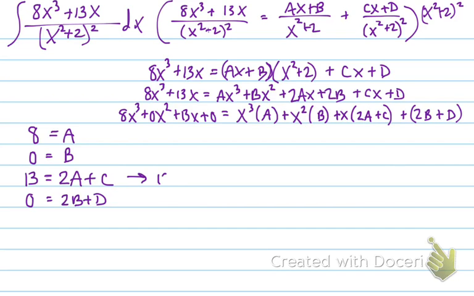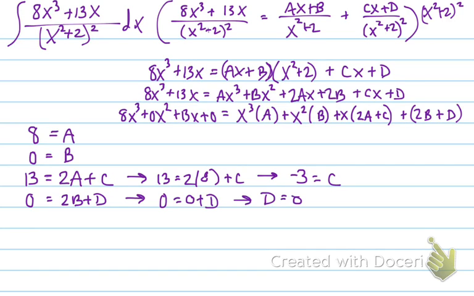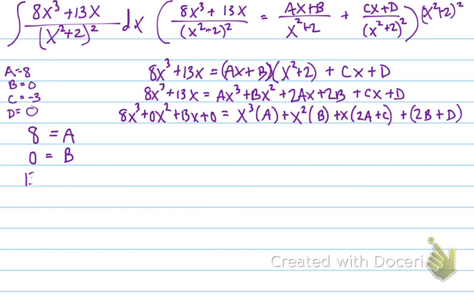So on this one, if I plug in a, I get 13 equals 2 times 8, that's an 8, plus c. So I get 13 equals 16 plus c. If you subtract 16 from both sides, you get negative 3 equals c. And for this one, if I plug in b is 0, I get 0 equals 0 plus d, which means that d equals 0. So I know that a equals 8, b equals 0, c equals negative 3, and d equals 0. That one was actually much easier to solve using those guidelines.